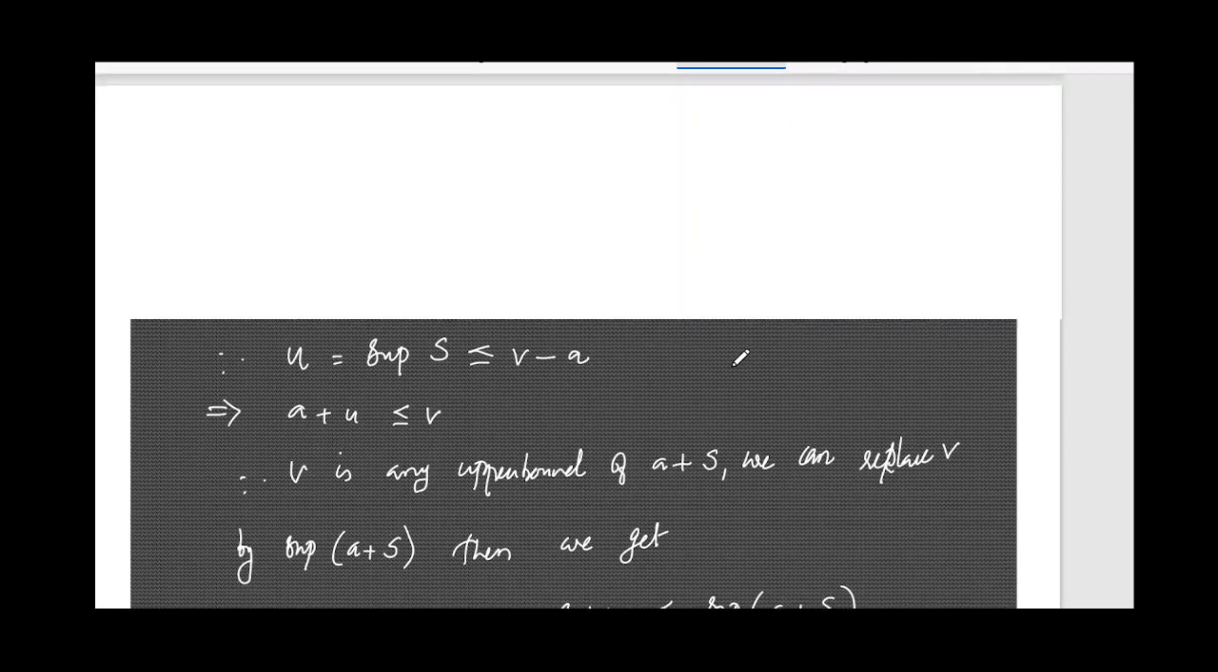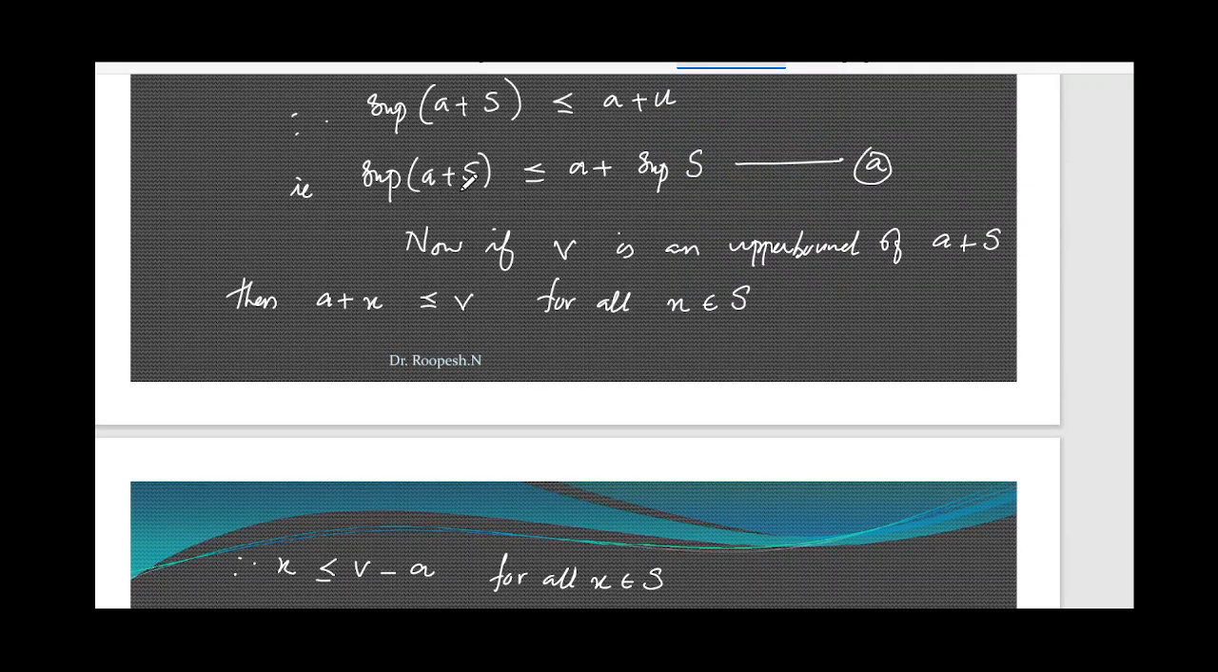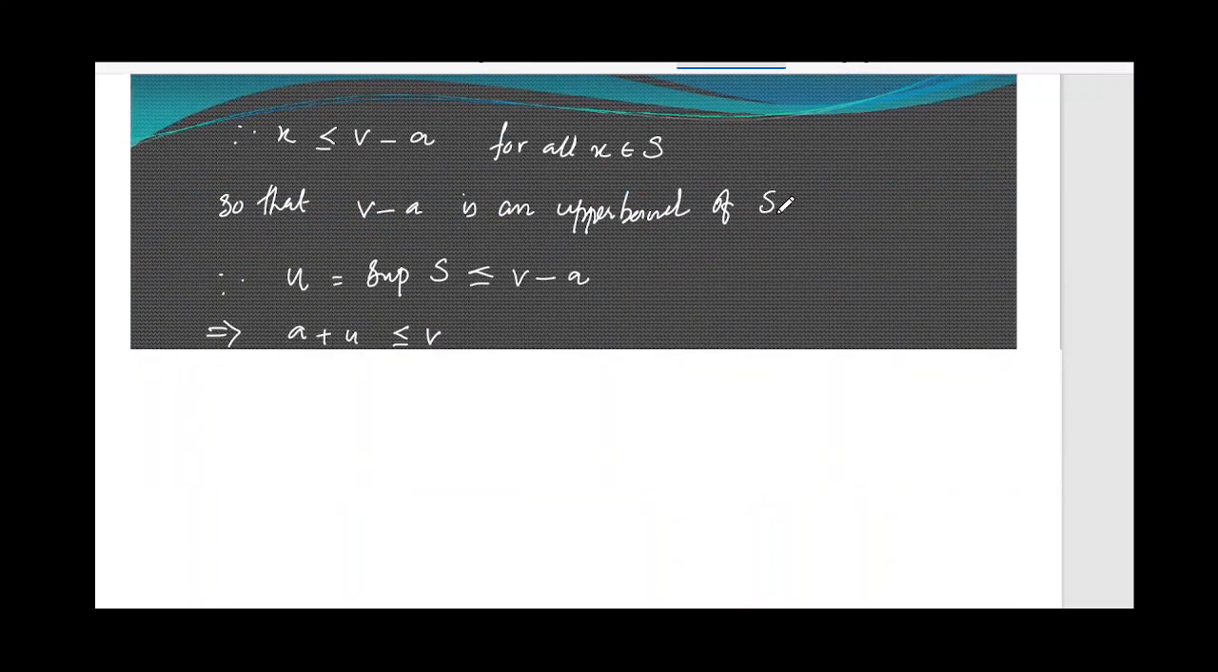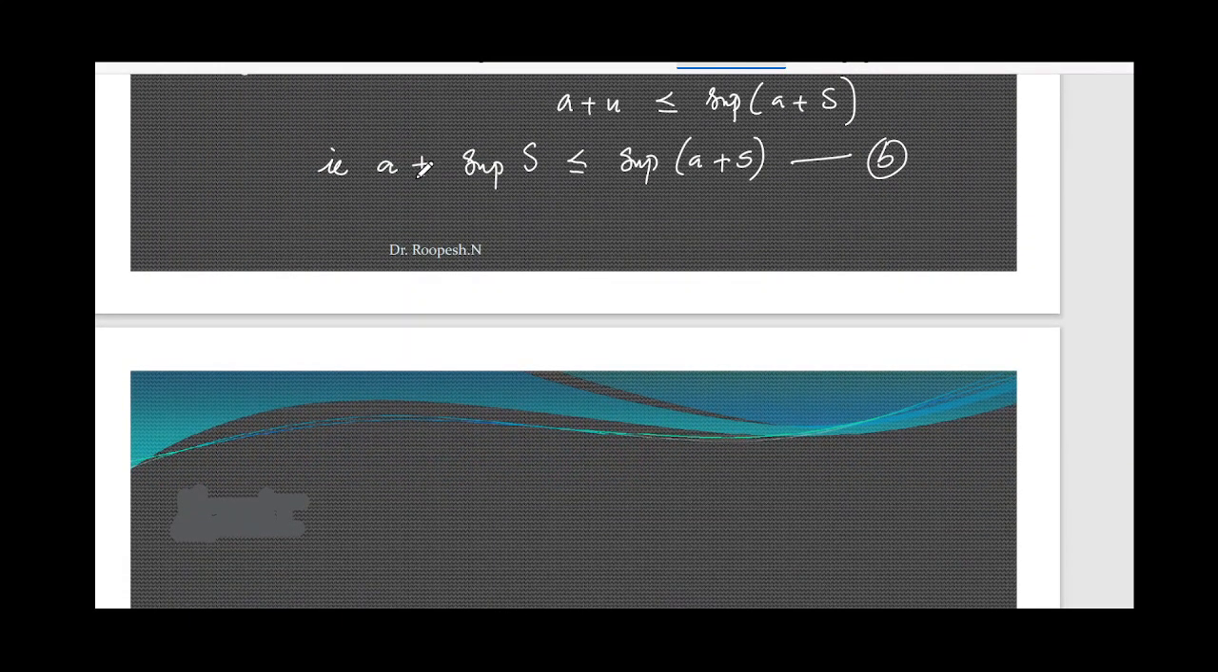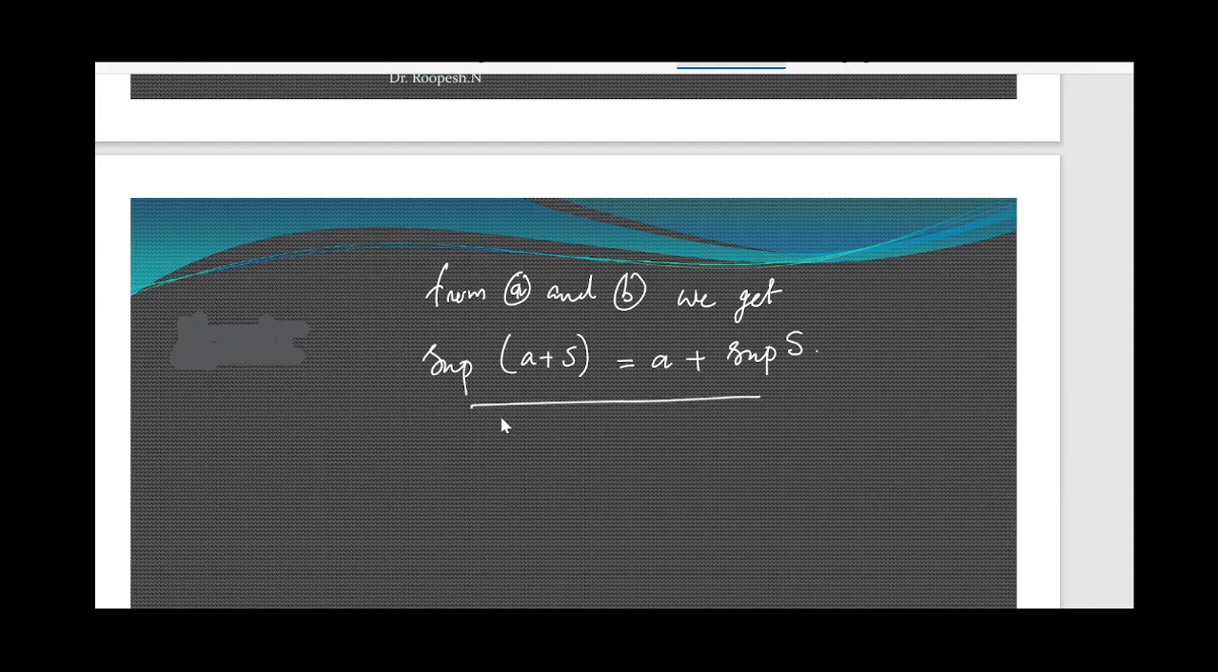From A and B, what is A? C. Supremum of A plus S less than or equal to A plus supremum of S. Here is coming supremum of S plus A is less than or equal to supremum of A plus S. Now from A and B, we get supremum of A plus S equal to A plus supremum of S. This was the first property. We will move to the second property.